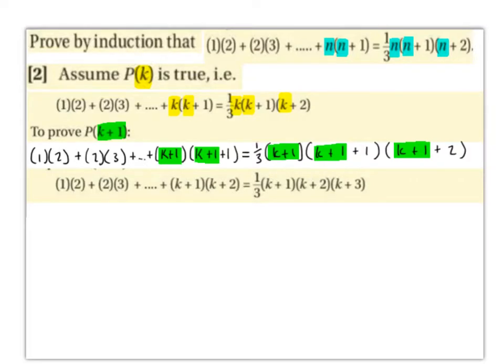So then we simplify. So we still have 1 times 2 plus 2 times 3 plus dot dot dot k plus 1, and now k plus 1 plus 1 becomes k plus 2. And then we still have equals a third and k plus 1, then k plus 1 plus 1 becomes k plus 2, and k plus 1 plus 2 becomes k plus 3. So all we did here was simplify.